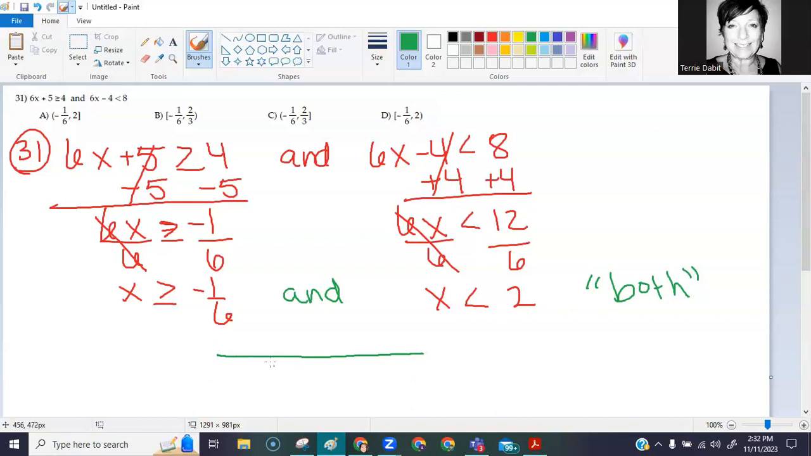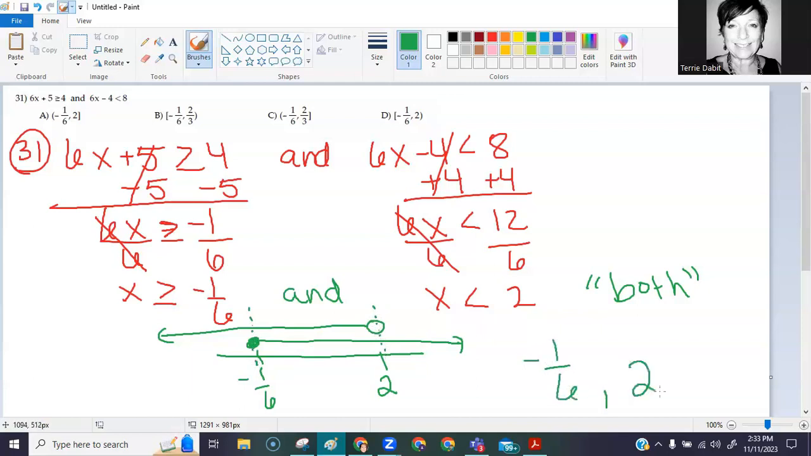So I'm going to set this up. I got a negative 1/6 down here. I got a closed circle and it says greater than. Up here, I have a 2 and I have an open circle and it says less than. And so the only places where I see both graphs are between negative 1/6 and 2. It looks like I have a closed circle at negative 1/6, so that means a bracket. And I have an open circle at 2, which means a parenthesis.